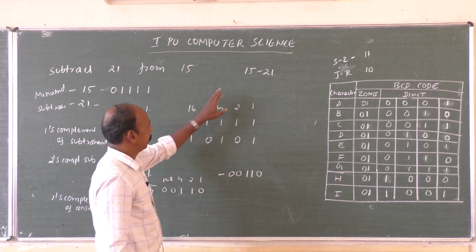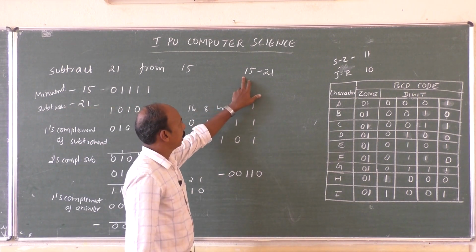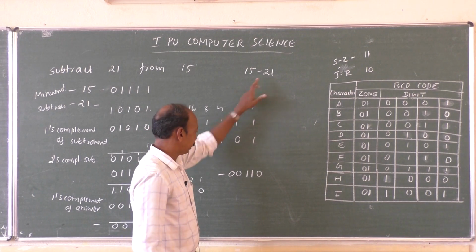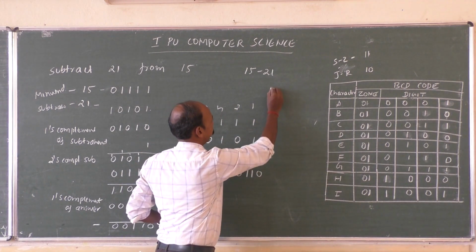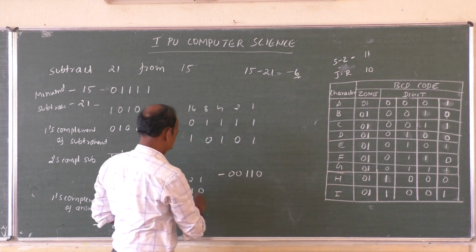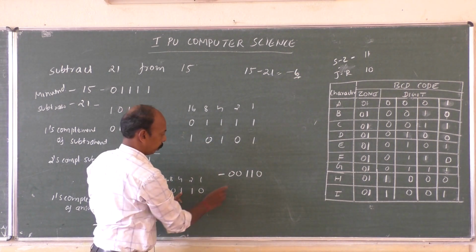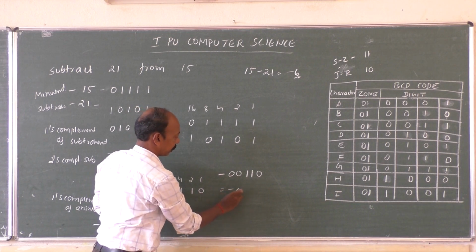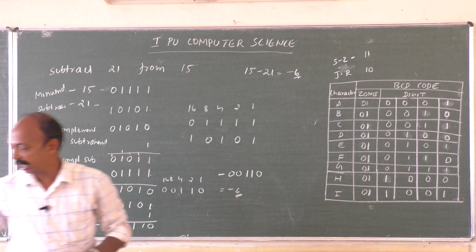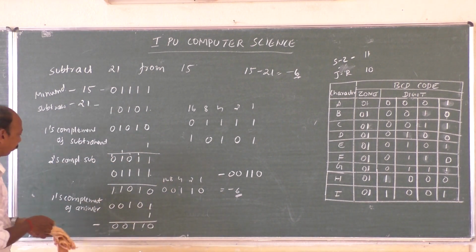Is it right? Let us see. 15 minus 21, 5 and 1, that is 6. This is 15 minus 21 is equal to minus 6. Is it so? 4 plus 2 will be 6. Of course, this is equal to minus 6. Whatever answer we got is right. Try some examples.